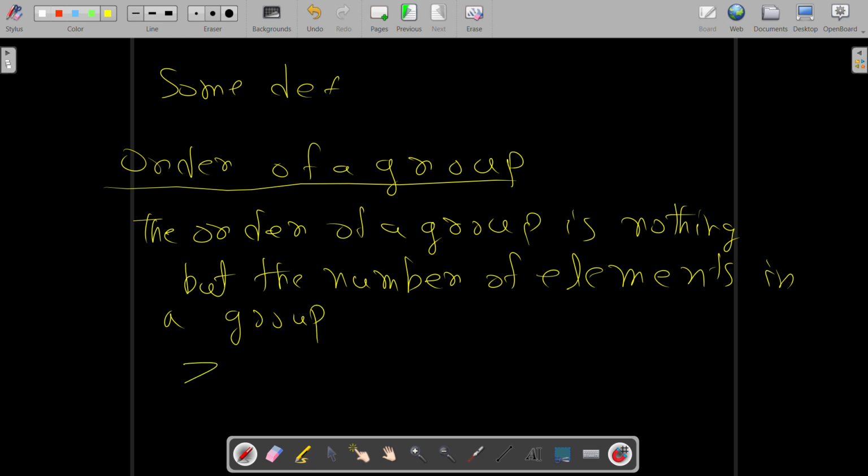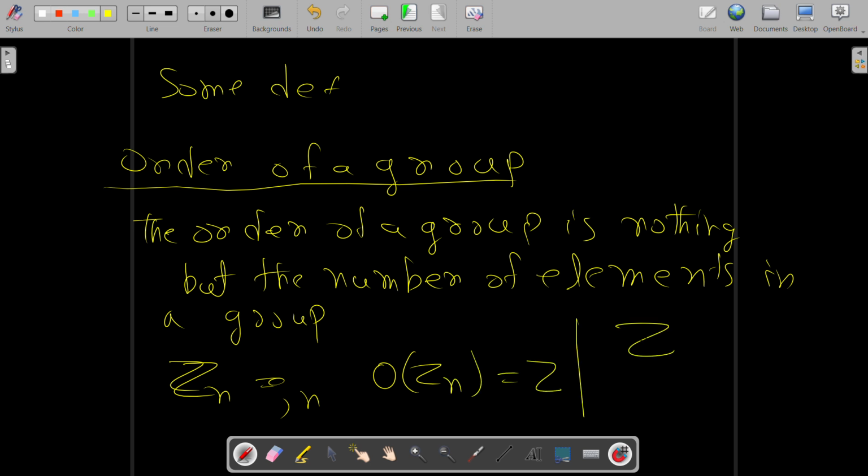So we know Zn is a finite group for some n, and it contains n elements. So order of Zn will be n. But the set of all integers is an infinite set, and this forms a group under addition. So order of this group will be what? There are infinite elements. So order of Z will be infinite.